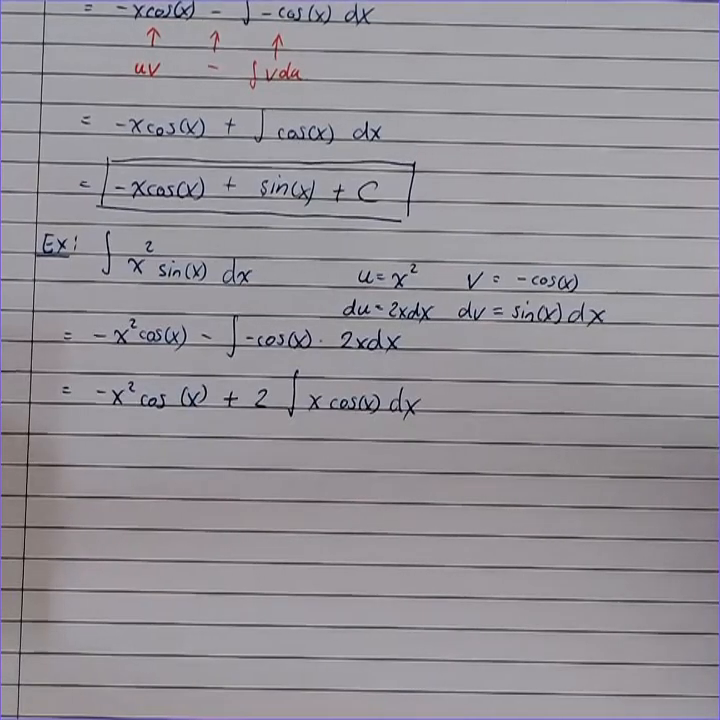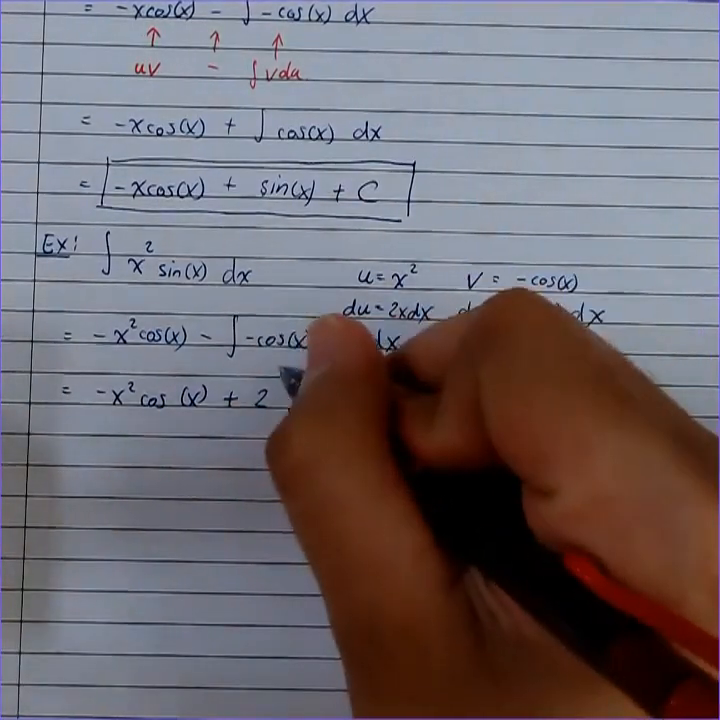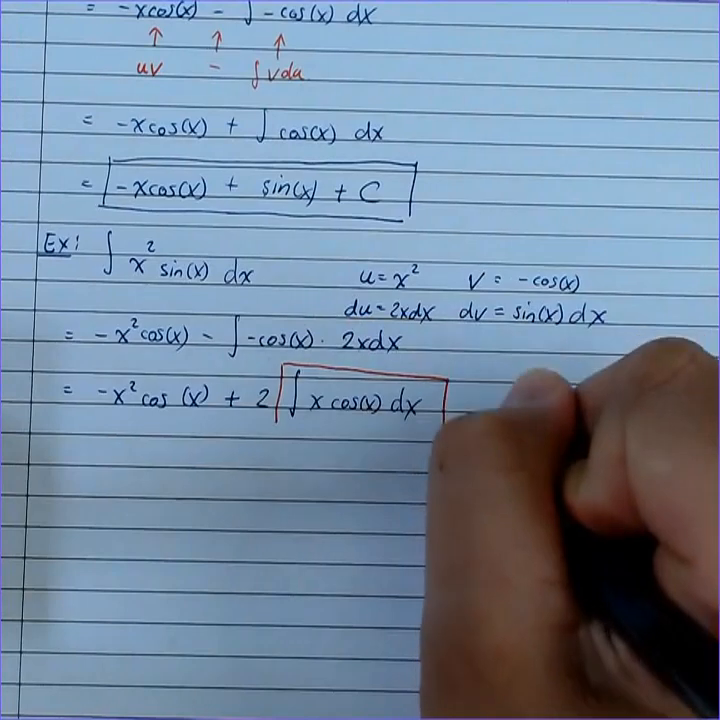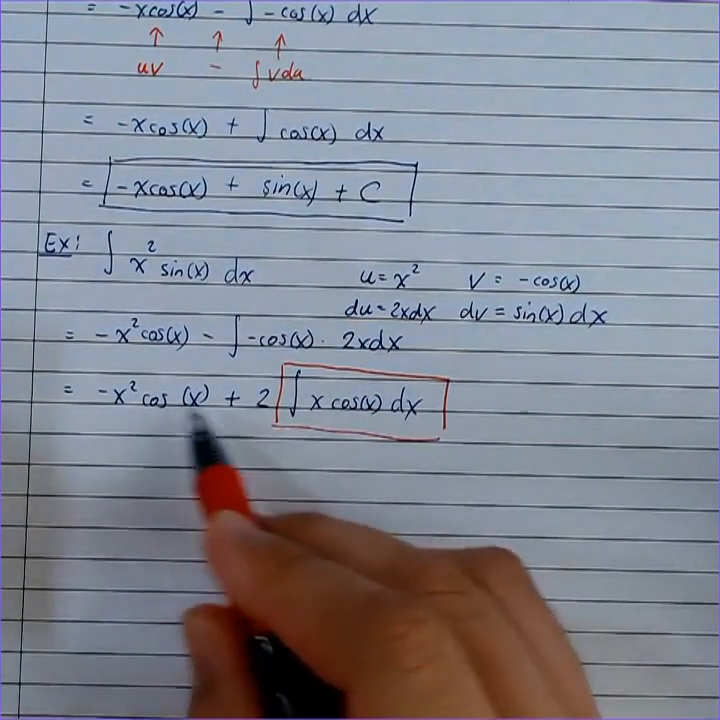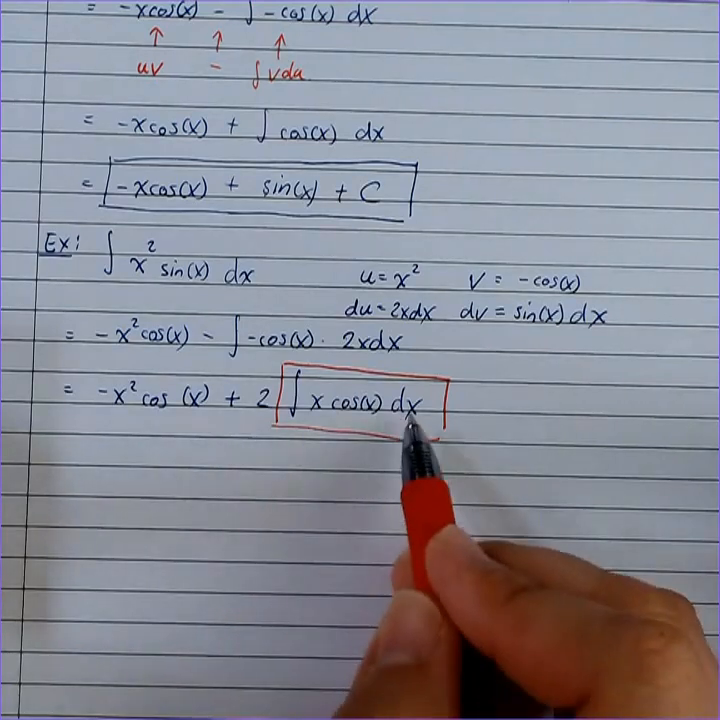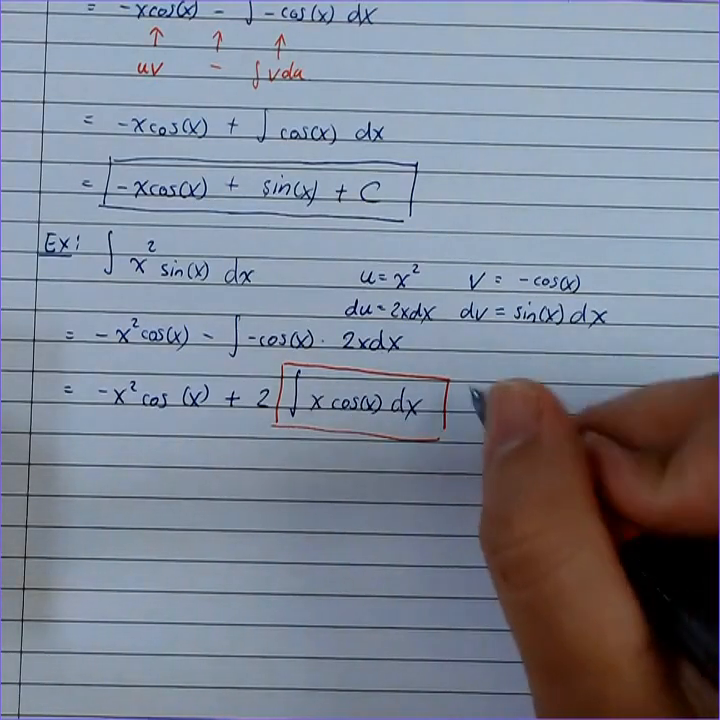So here, let me do that in a different color. I'm going to take the integral of x cosine of x dx, and just this part. Everything else is already the way it is. I don't need to integrate any of this stuff. Just this part here. So here I'm going to do that again.